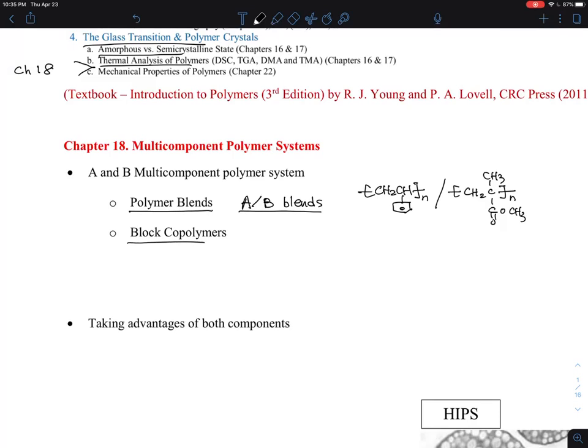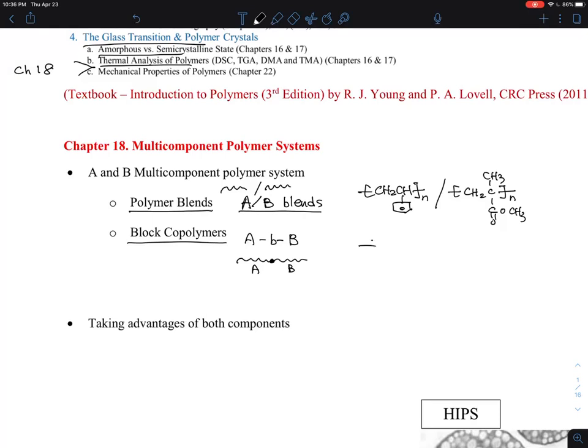And what about the block copolymer? A block copolymer is essentially A-block-B. In this case, you have a polymer A covalently bonded with a polymer B, whereas in this one polymer A is just blended with polymer B. So the constraint is that they are covalently bonded in a block copolymer.